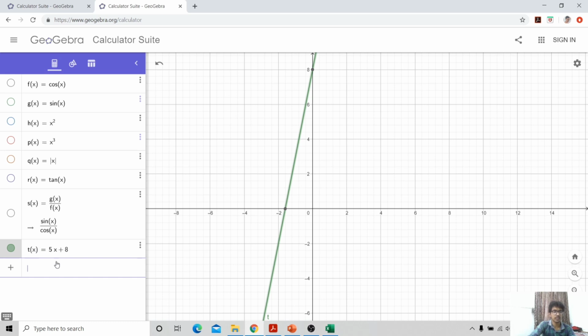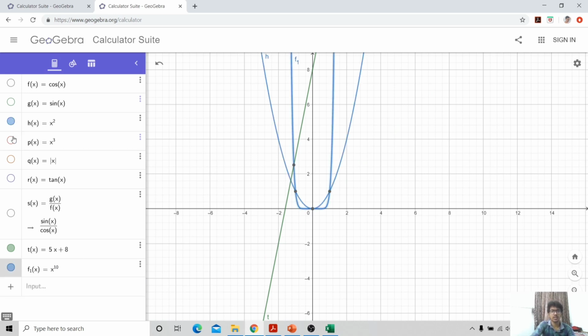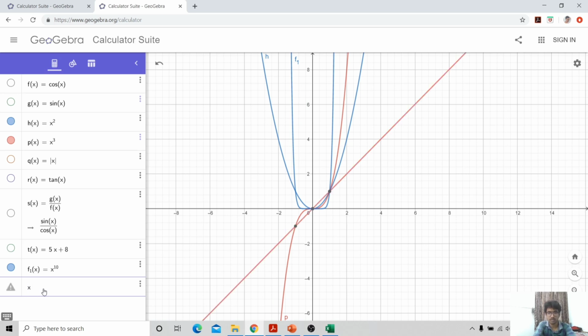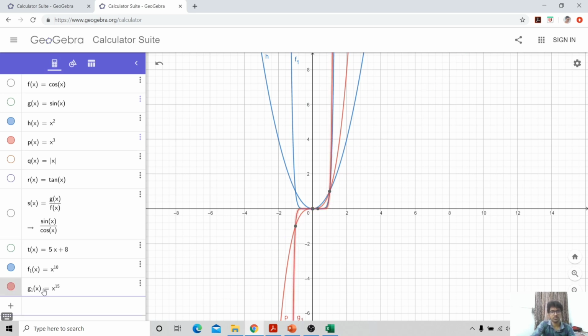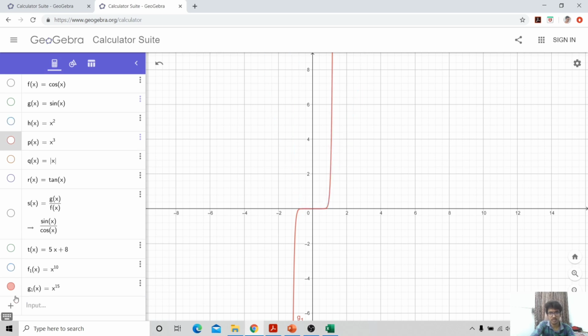Power functions, in the sense x power something. We have already seen an example of power functions, and these are all examples of power functions, right? Let me take x power 1 upon x power 15 as well. So here you may see some examples of power functions. These are all examples of power functions.